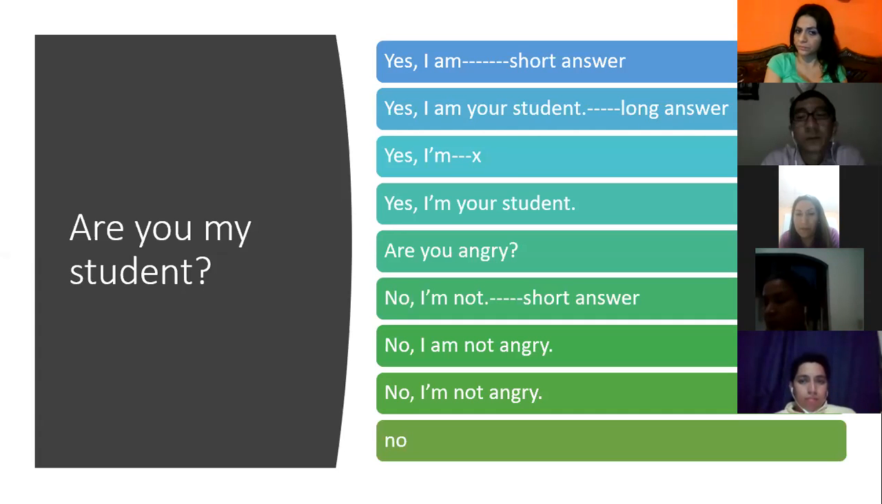Are you angry? Veamos la siguiente pregunta que está aquí. Are you angry? Eddie Tejada, léame esta. Can you read this one, please, for me?